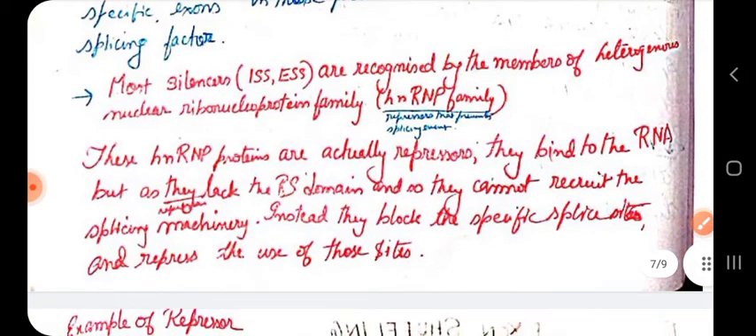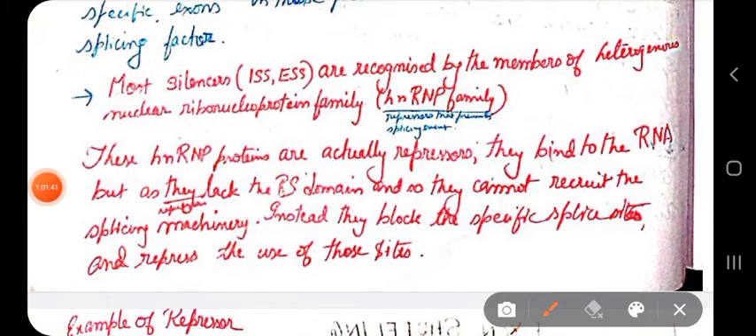And why don't they allow the splicing machinery to come and bind? Because they don't have this RS domain, this serine arginine rich functional domain, so they cannot recruit the splicing machinery.